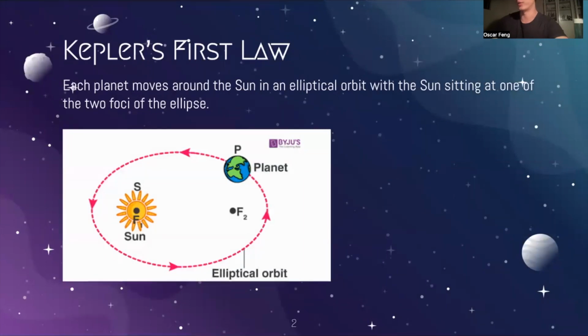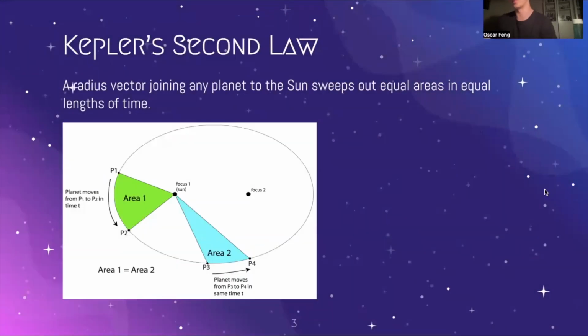Kepler's first law, also referred to as the law of ellipses, tells us that planets move around the Sun in an elliptical orbit, with the Sun located at one of the two foci of the ellipse. Moving on to Kepler's second law, more commonly referred to as the law of equal areas, it implies that a planet orbits faster when it's closer to the Sun and slower when it's further away from the Sun.